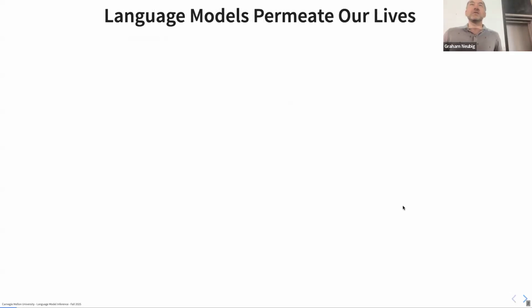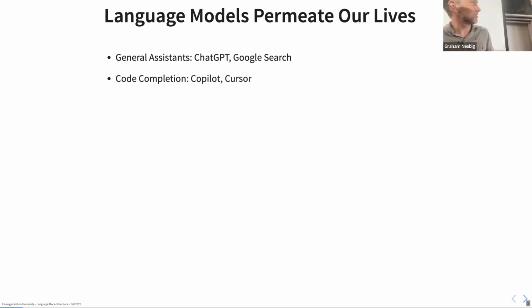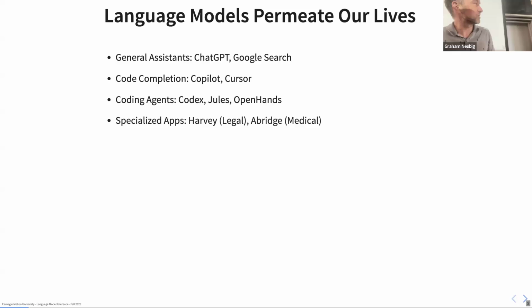Cool. So this is the obligatory slide that I need to show at the very beginning. I promise this is the only slide, but we all use language models all the time. We use ChatGPT, Google Search, Copilot and Cursor for code completion, coding agents like Codex and OpenHands, and specialized apps. No matter which industry you're in, people are probably using language models in that industry. So there's Harvey for legal or Abridge for medical, et cetera.